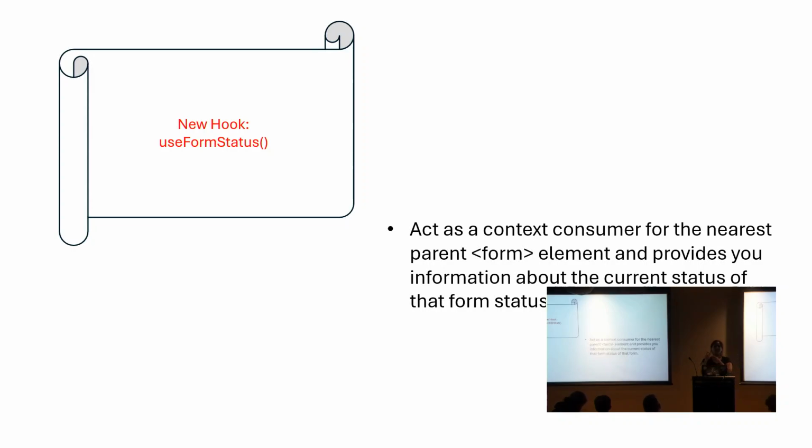This object has pending, data, method, and action, and you can just get one of those, or whatever you want from this object, and show it on the button. For example, pending shows whether it is true or false. If pending is true, when the user clicks submit, the button changes to pending, and when it is submitted, it changes to submit again.